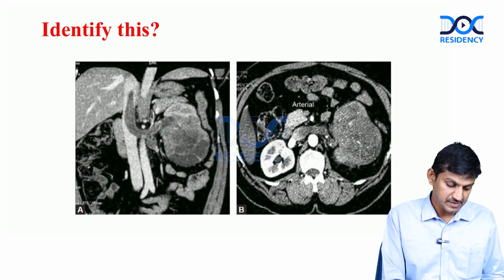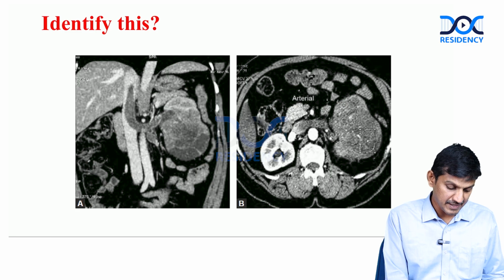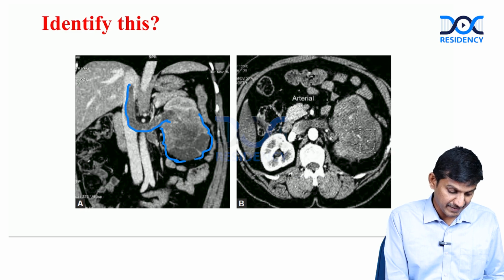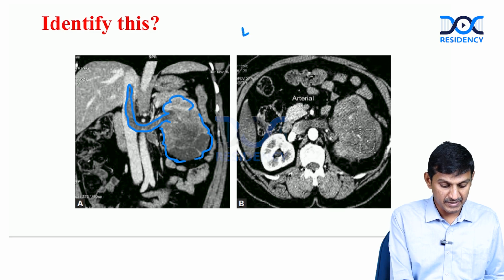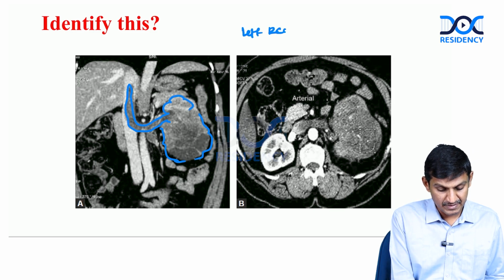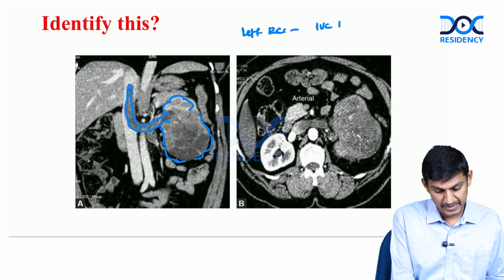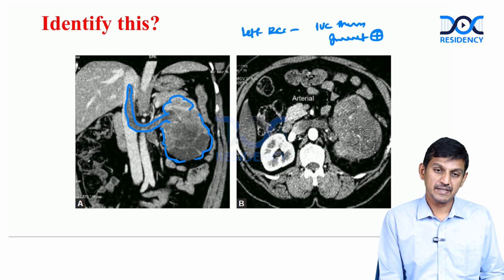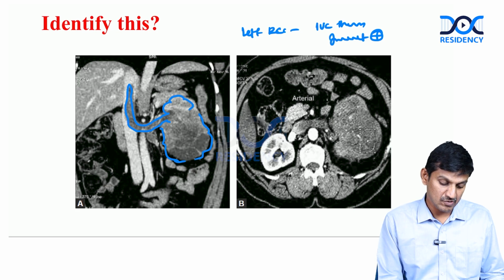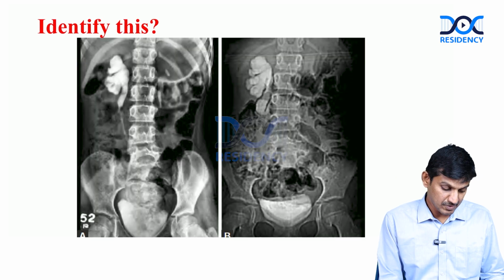So again, identify this image. This also we already discussed. This is a CT scan which shows a heterogeneously enhancing mass lesion in the left kidney. As you see here, there is something extending like a serpentine into the IVC. So this is probably a left RCC with IVC involvement, tumor thrombus involvement. So this is a locally advanced RCC. You have to do a metastatic evaluation. If it is negative, then you have to go for a radical nephrectomy along with tumor thrombus excision. Okay.